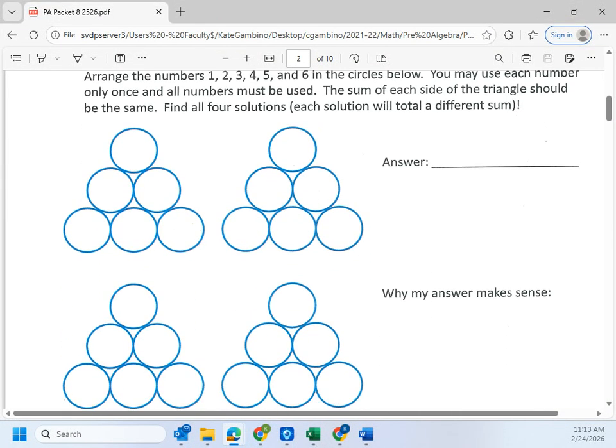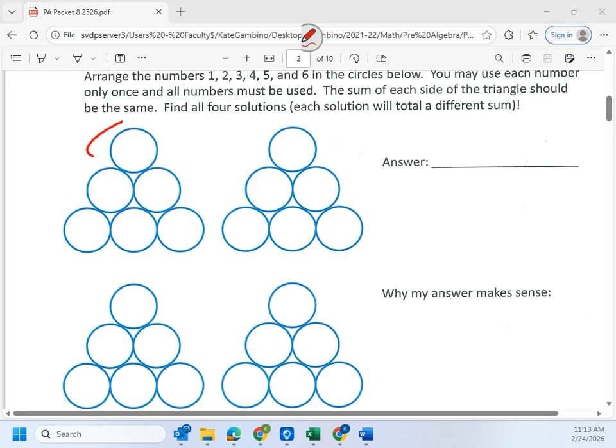Next page, arrange the numbers 1, 2, 3, 4, 5, and 6 in the circles below. You may use each number only once, and all numbers must be used. There are 6 circles, 6 numbers. The sum of each side of the triangle should be the same. Find all 4 solutions, different totals, different sums for each of the triangles.